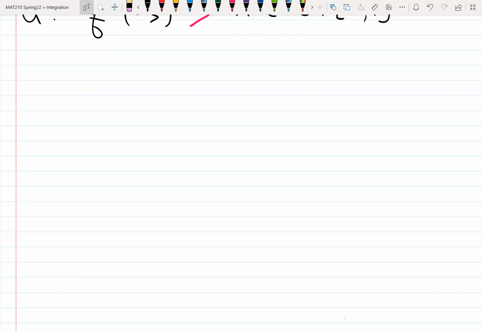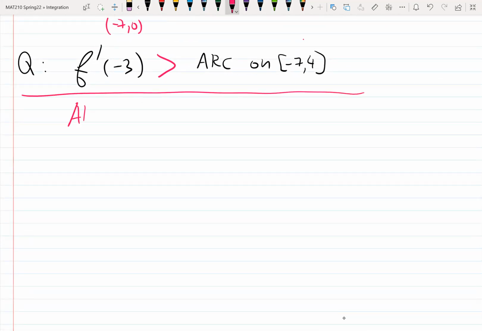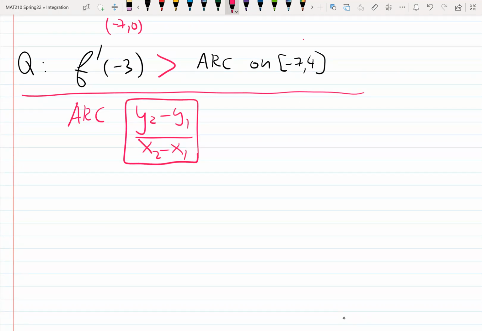Do you know how to find the average rate of change from the table? So I showed you how to find it from the graph, but do you know how to find it from the table? Still ARC. We learned how to find ARC from the graph: y2 minus y1 over x2 minus x1. And we know how to do it using the ruler, right, on average. But how about the table, remember?